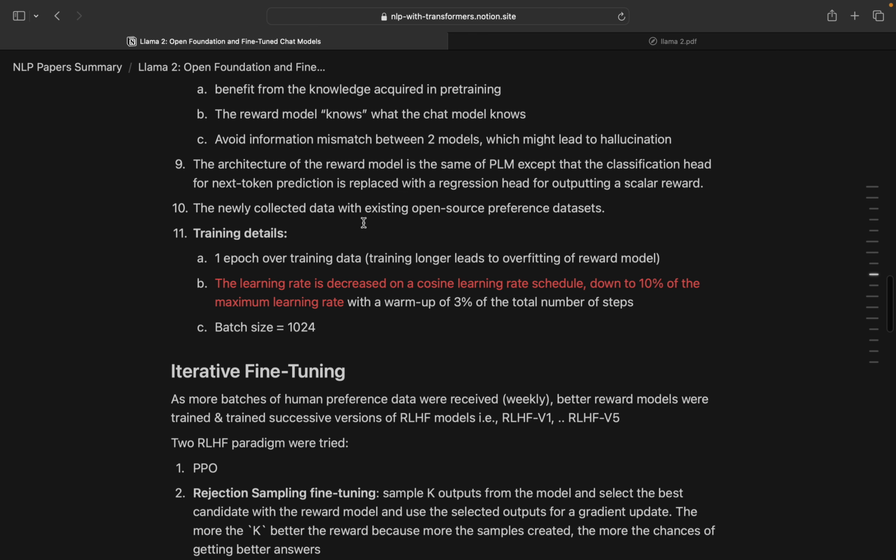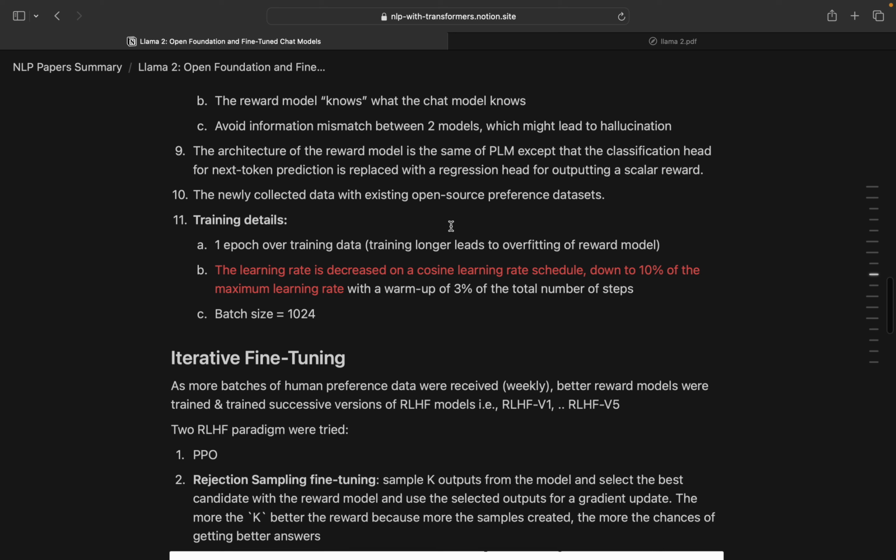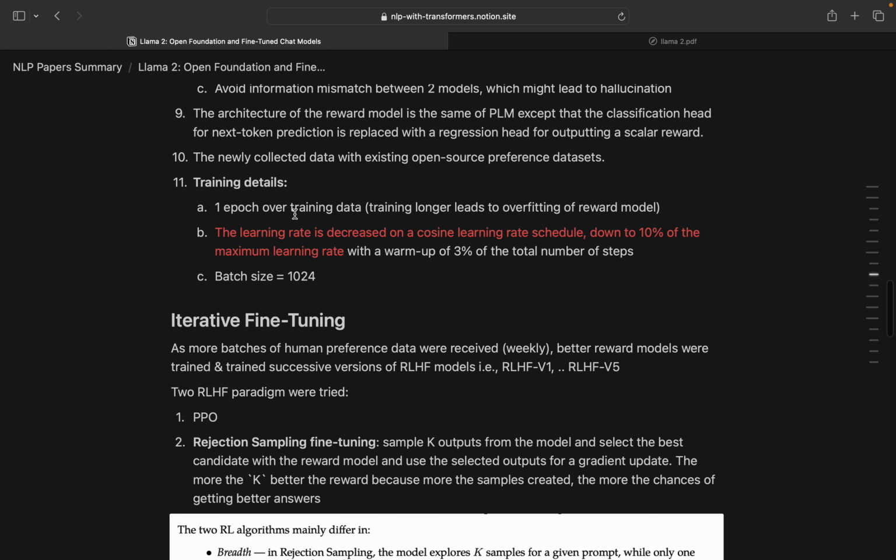And the newly collected data was combined with the existing open source preference data sets. There are many data sets that they combined together. They also noted that adding these did not have any negative effect, and they think that adding them might help. That's the reason they have added the open source data sets too.